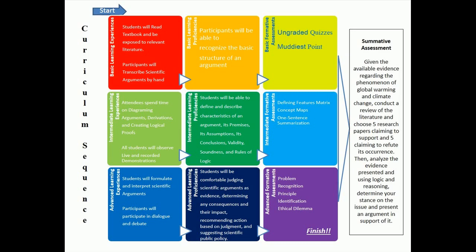This slide shows the outline structure of the curriculum sequence from top left to bottom right. Each box represents a step, and any of the classroom assessment techniques may be substituted for equivalent assessments, as discussed in my research paper. The summative assessment is given at the end of the course. Given the available evidence regarding the phenomenon of global warming and climate change, conduct a review of the literature and choose 5 research papers claiming to support and 5 claiming to refute its occurrence. Then, analyze the evidence presented using logic. Summative assessment.